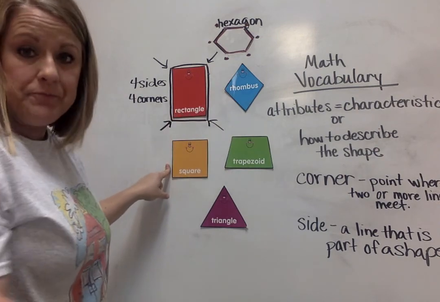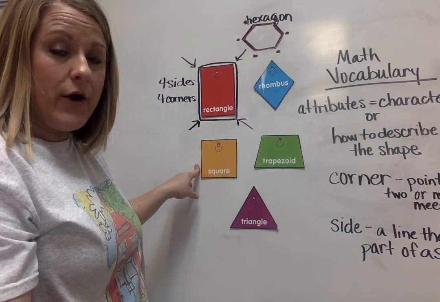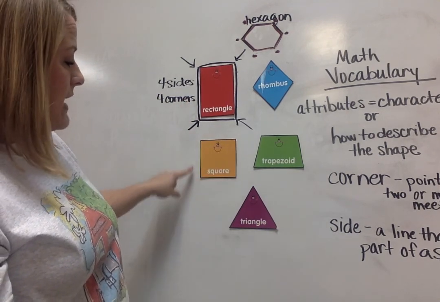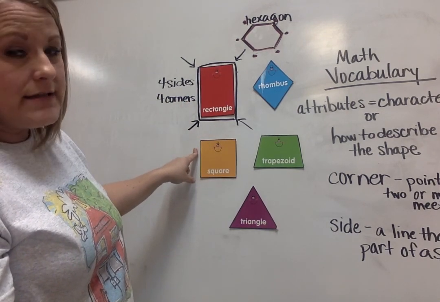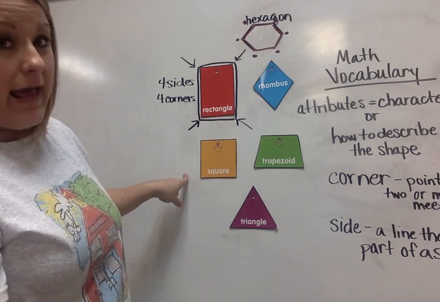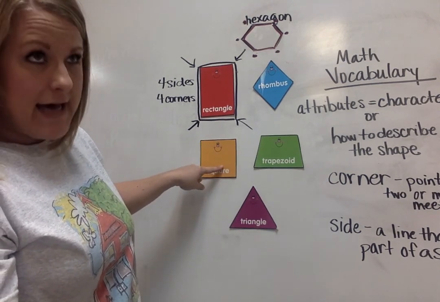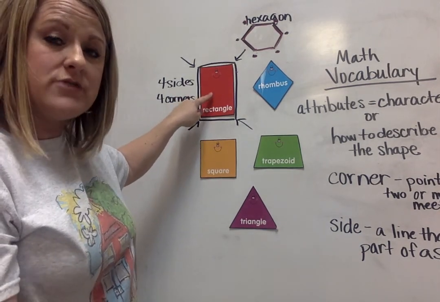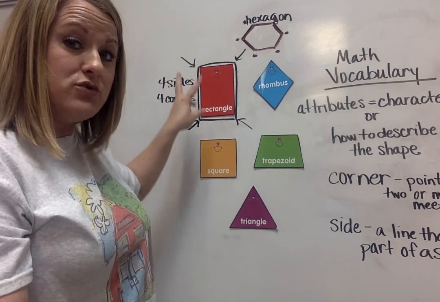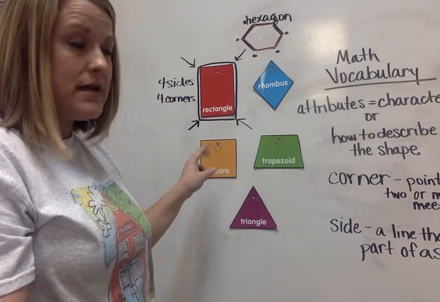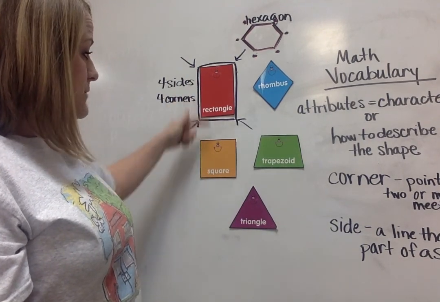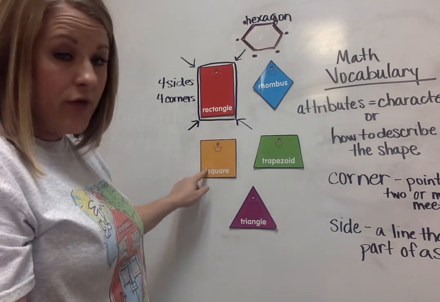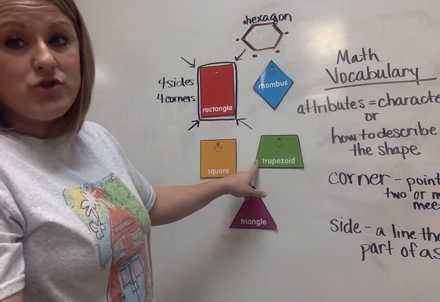A square. Now, the thing about a square, it's going to have 4 sides and 4 corners, and all of the sides are the same length. That's different from the rectangle, because remember I said the rectangle had 2 long sides and then 2 short sides. So the difference in these two shapes, a rectangle and a square, is that in the square, the sides are all the same length.